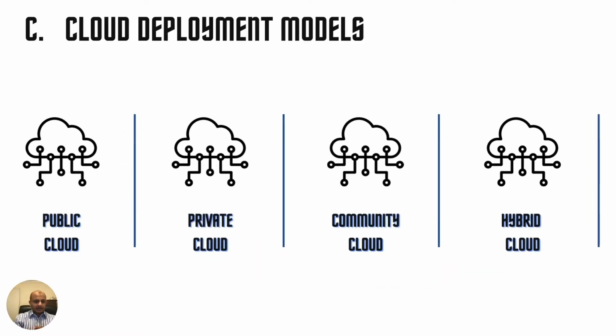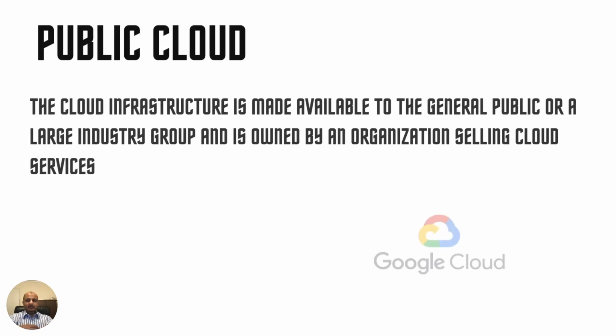So regardless of what type of service model you're using, you need to understand one thing, guys, which is that there are four types of deployment models. What do I mean by deployment model? It's the way in which you consume the cloud service model. And regardless of whether you're using SaaS or PaaS or IaaS, you will be using one of the four, which is either public cloud, private cloud, community cloud, or hybrid cloud. So let's take a look at each of them one by one.